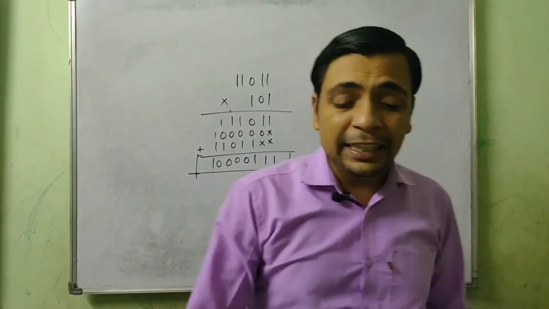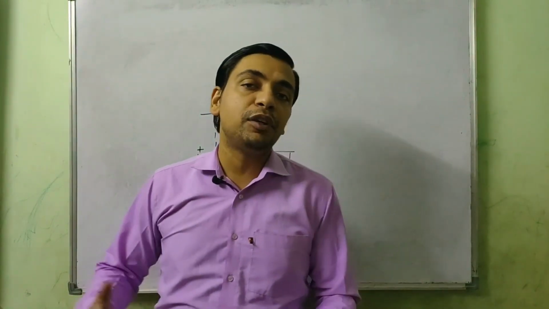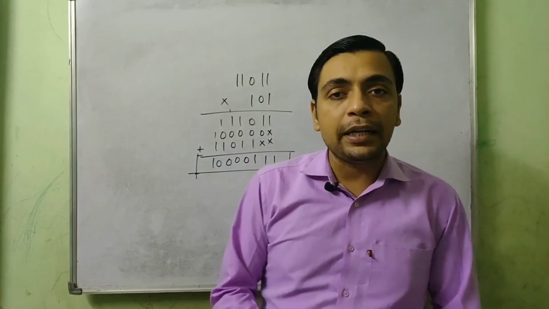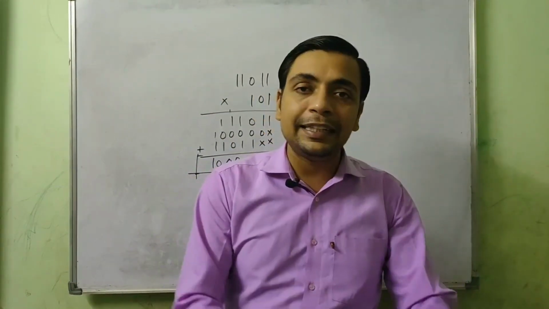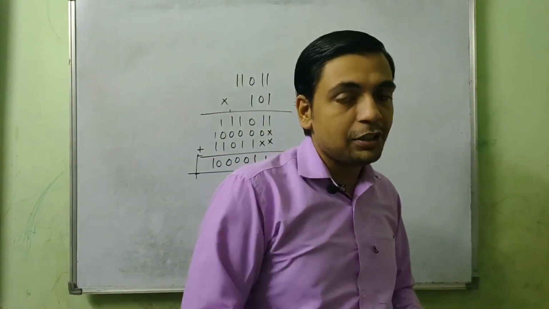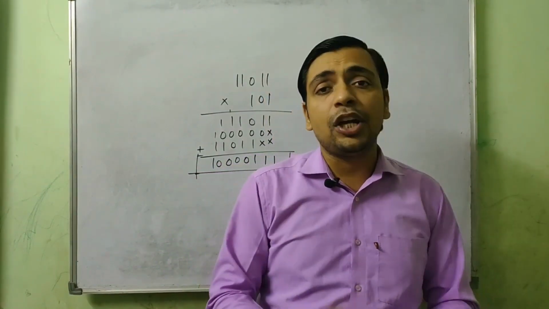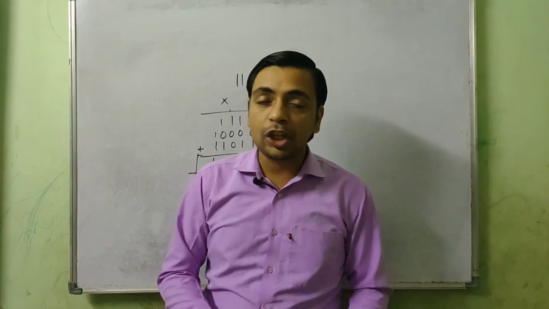Now the only confusing part, because we cannot do division until we learn subtraction. So the only confusing part in binary arithmetic is related to binary subtraction. And I quote it, confusing part, it's not difficult at all. It's not at all difficult.